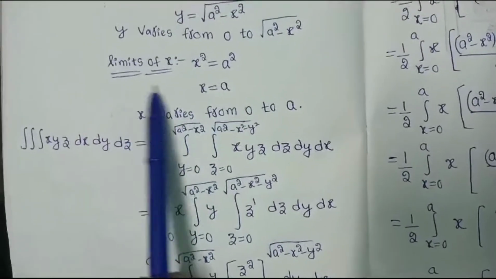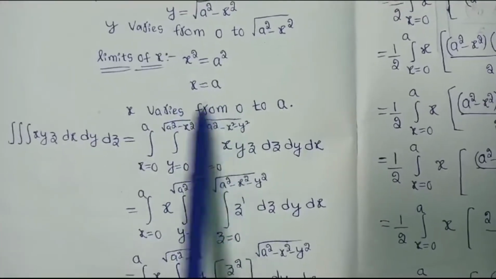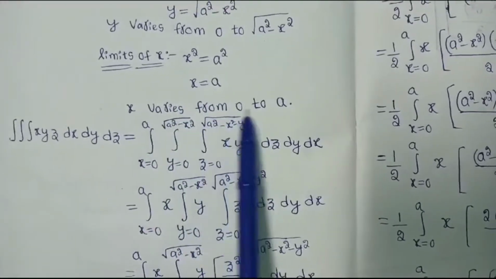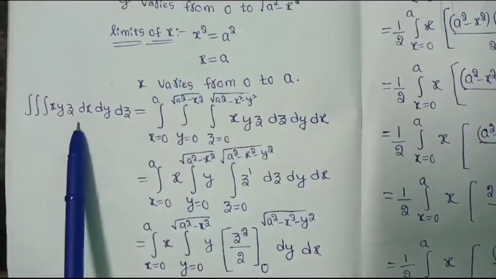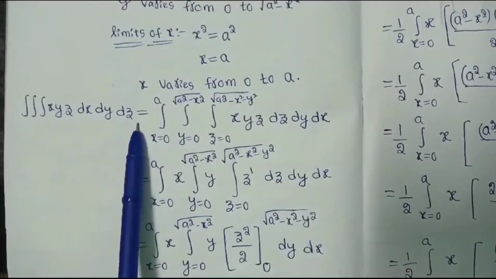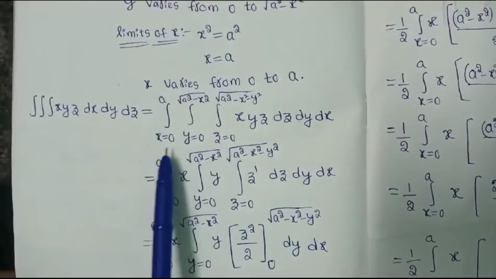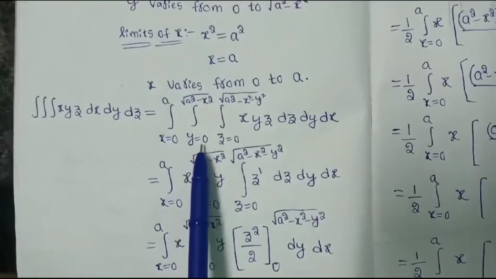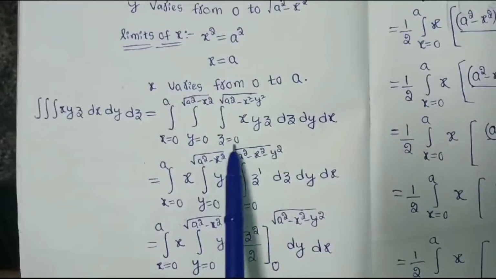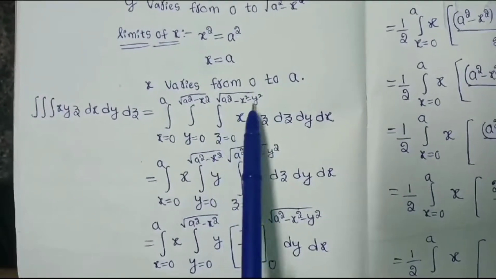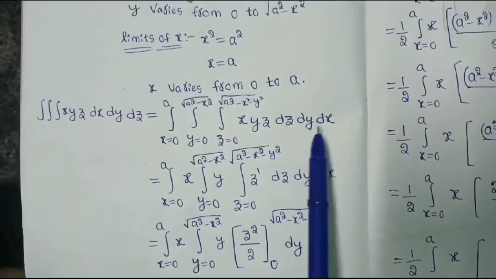Similarly, to calculate the limit of x, the condition will be x square is equal to a square, then x is equal to a. So the limit x varies from 0 to a. So we need to calculate the triple integration of xyz dx dy dz. We know that the limits of x is 0 to a, limit of y is 0 to root of a square minus x square, limit of z is 0 to root of a square minus x square minus y square. We write xyz followed by dz dy dx.